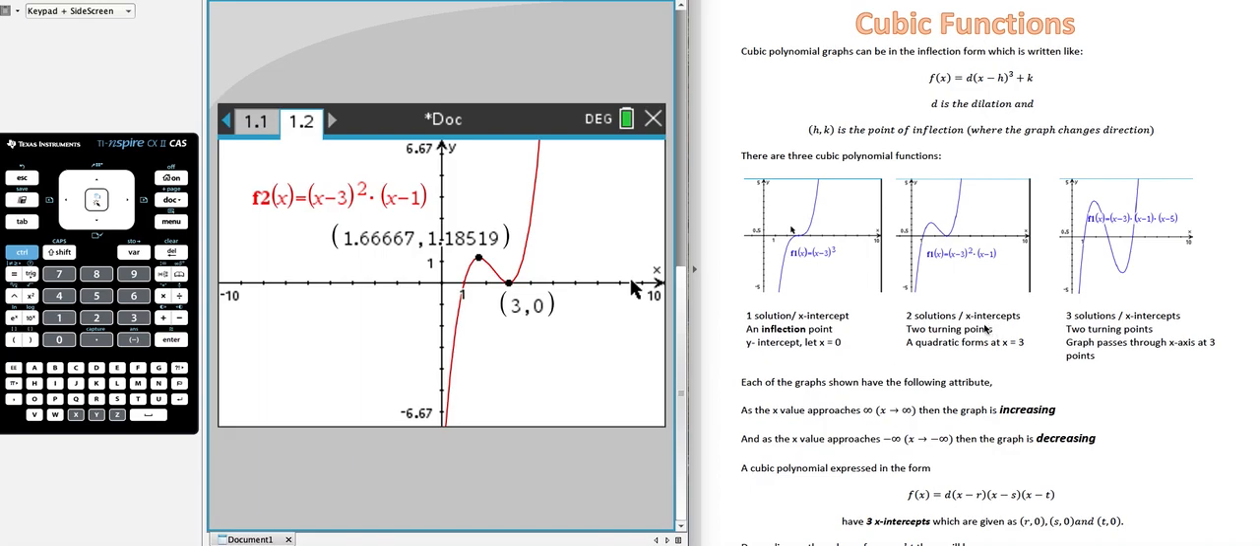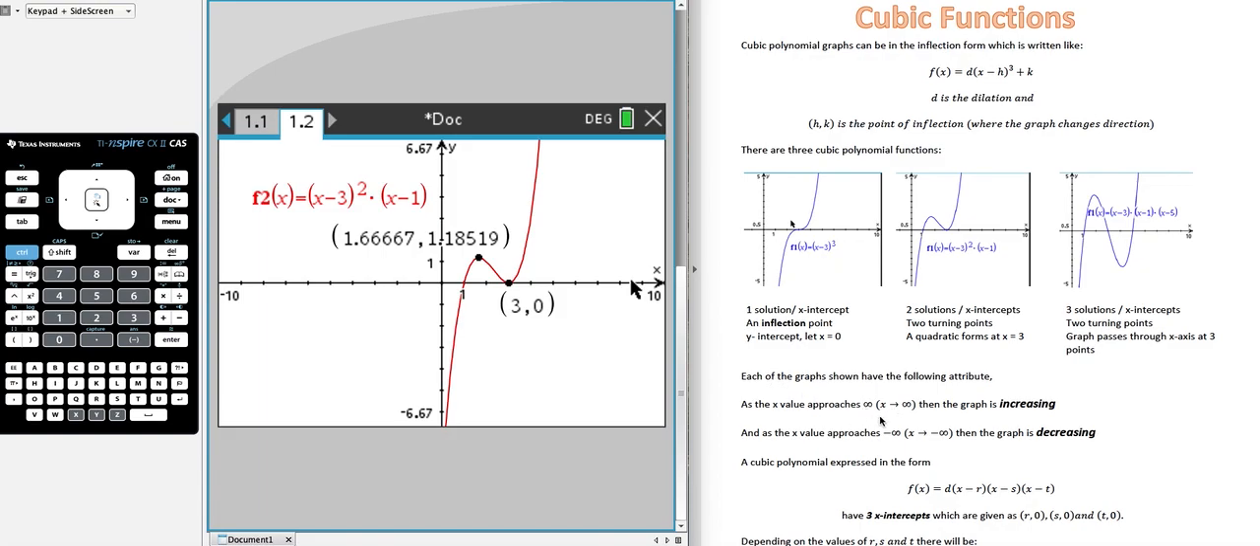Each of the examples here on this page shows that as x approaches positive infinity, the graph is increasing, except for this little bit here. Same with negative infinity: as x approaches negative infinity this way, it's decreasing. That's what happens when we're doing normal graphs, positive, negative.